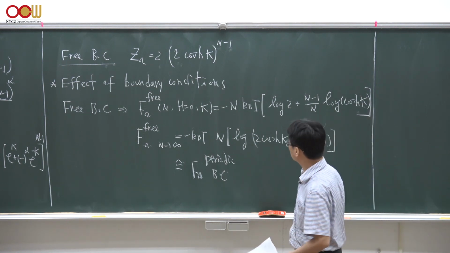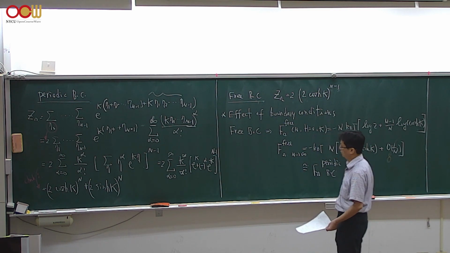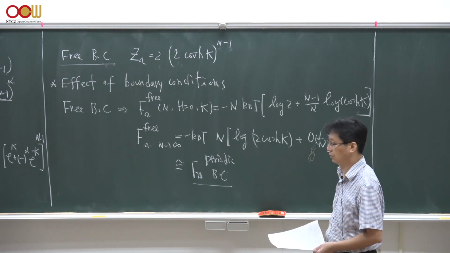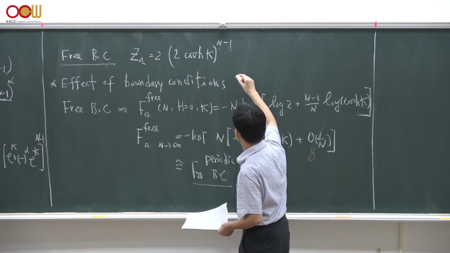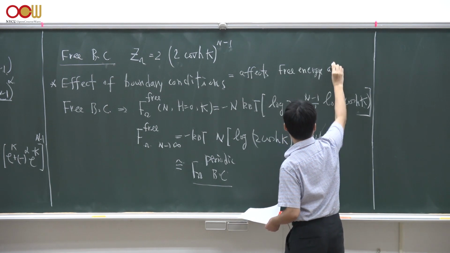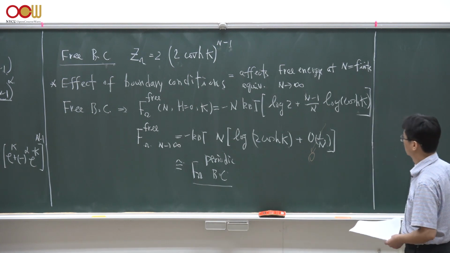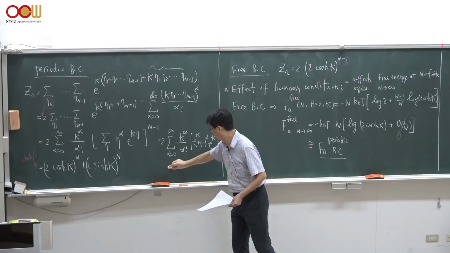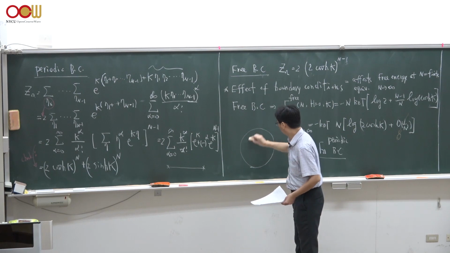All right, so if you take the free energy of a periodic boundary condition like this and take N to infinity, you get the same free energy as the free energy of the free boundary condition. So the answer to that question, the effect of the boundary condition, is that it affects the partition function and the free energy at finite size, but it doesn't affect the thermodynamic limit. Namely, in the thermodynamic limit, it doesn't matter which boundary condition you impose, whether this is a free boundary condition or a periodic boundary condition.